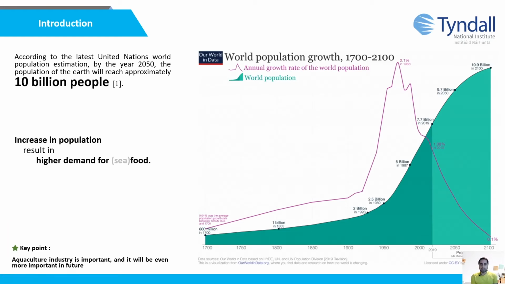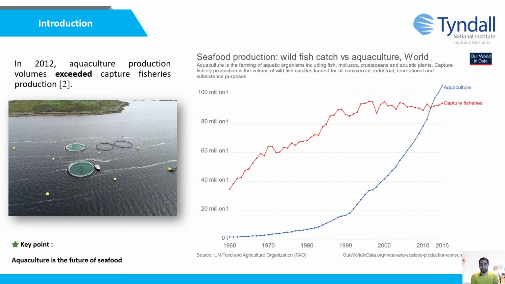According to the latest estimation by the United Nations, by the year 2050, the world population will reach 10 billion people, and it simply means that we need more sources of food and consequently more sources of seafood. And we are seeing that in the year 2012, aquaculture production exceeded the amount of capture fisheries production. It means that we are moving from capture fisheries to aquaculture because of its sustainability.